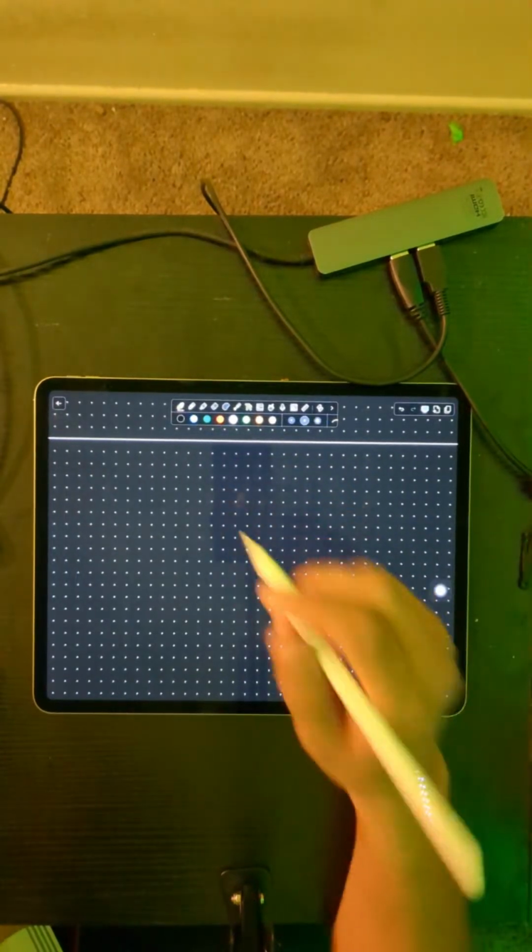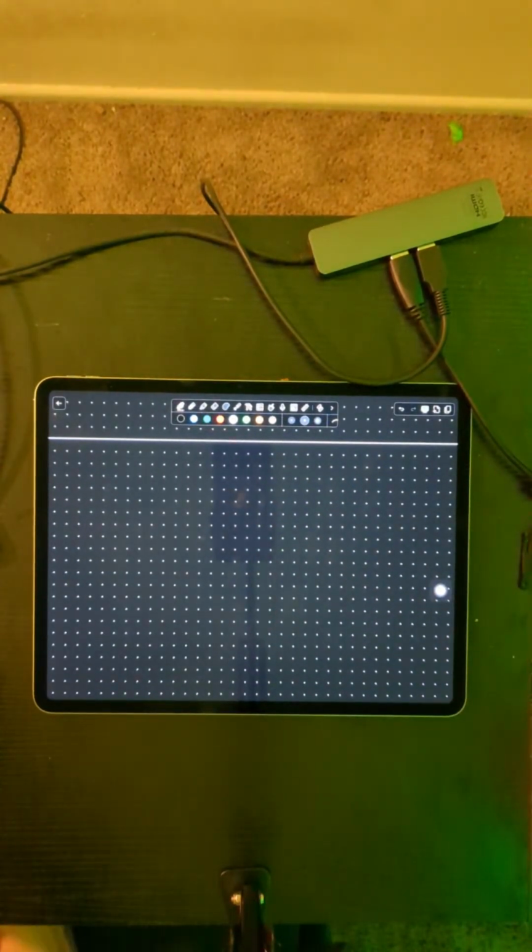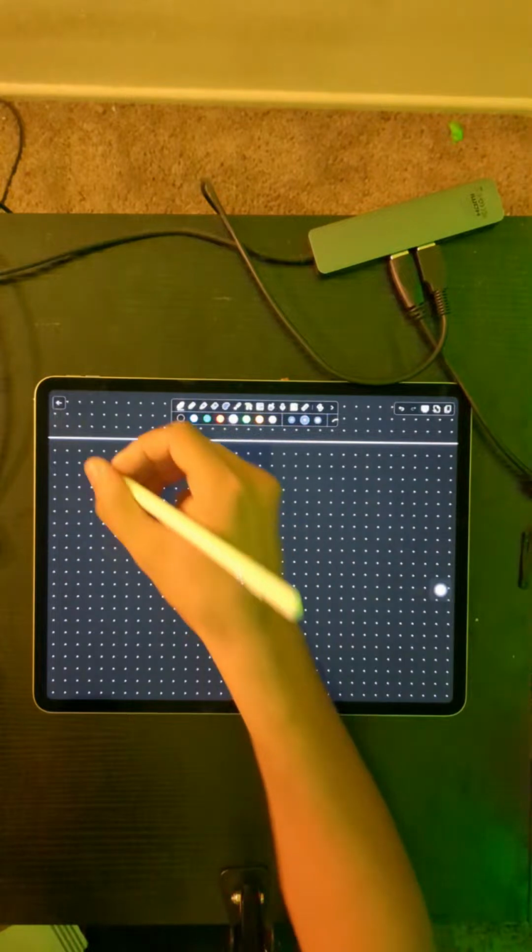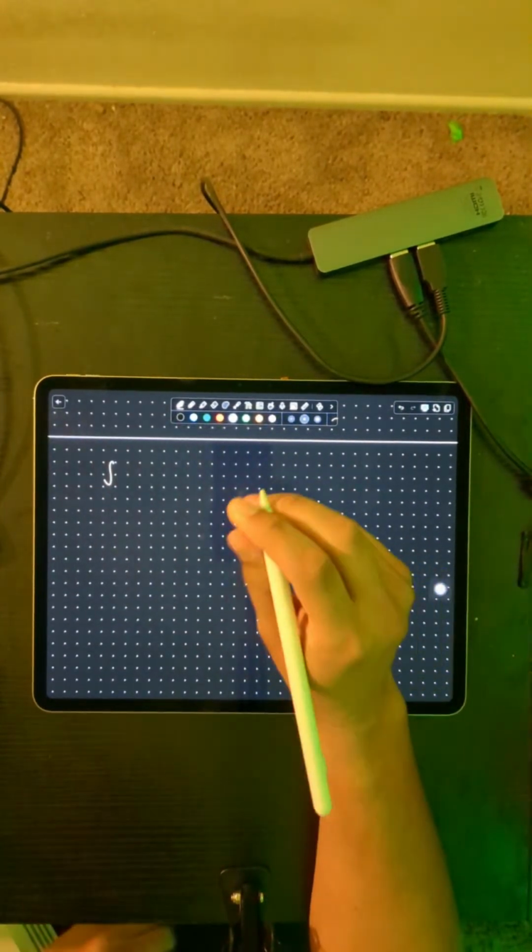All right, continuing on with integrals. I'm just going to continue on with integrals because that seems to be pretty popular and it seems like a lot of people are going over that.